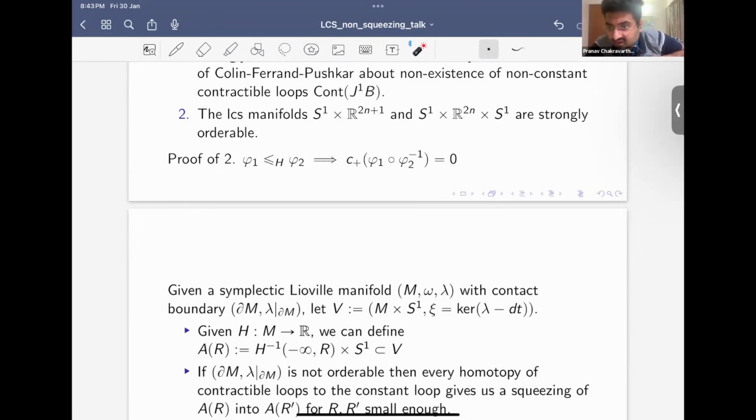Is there a case of contact homology? Yes, so this is the problem, right? If we had some SFT-type thing, it would be good, but there is no such thing, because holomorphic curves are hard to deal with for LCS manifolds.